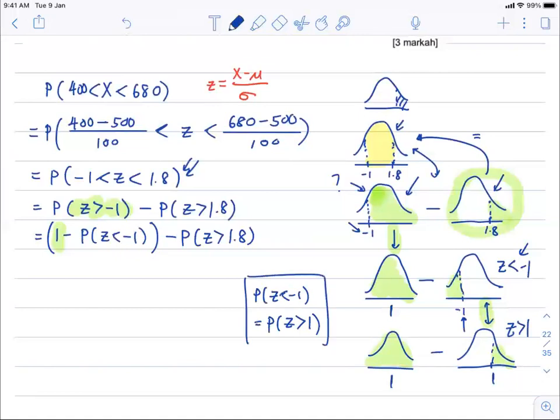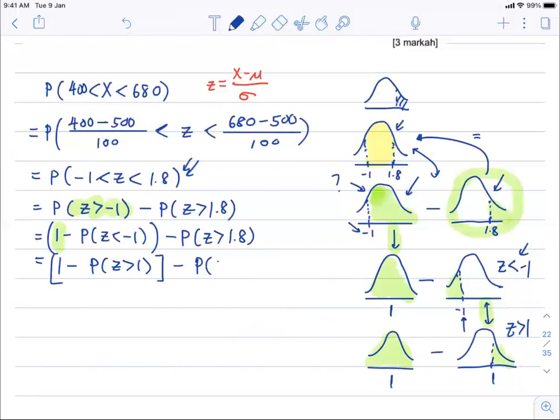Okay, so we can rewrite this as 1 minus probability Z greater than 1, minus probability Z greater than 1.8. Let's substitute in all the values from the Z-score table. Z greater than 1, the probability is 0.1587. And then minus the probability Z greater than 1.8, which is 0.0359. So the final answer is 0.8054.